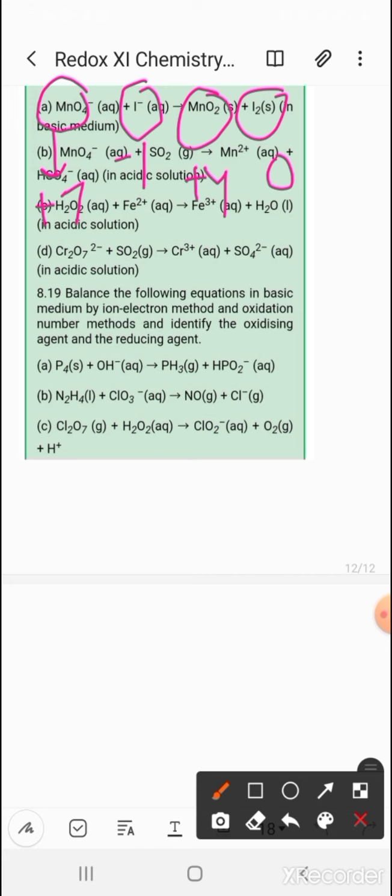So first of all, what you have to do is balance the number of atoms which are undergoing the change. Manganese is the same, 1, but for iodide, you can see here I negative is 1 and here I2 is 2. So you have to multiply this I negative by 2. So you have to multiply this -1 by 2.